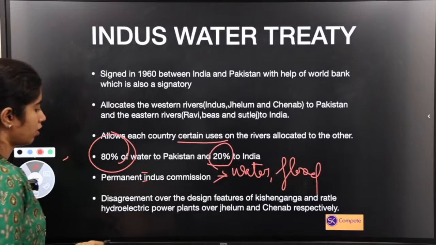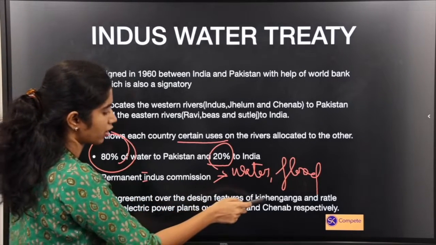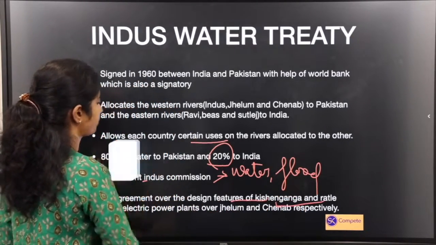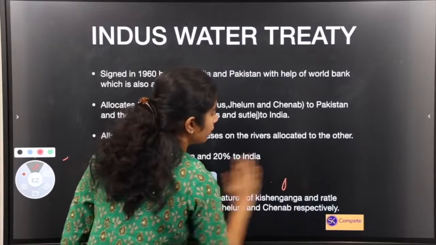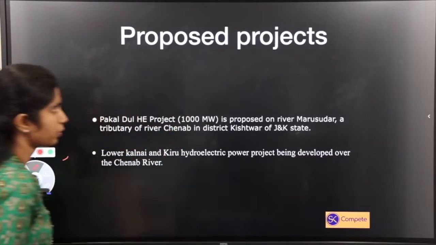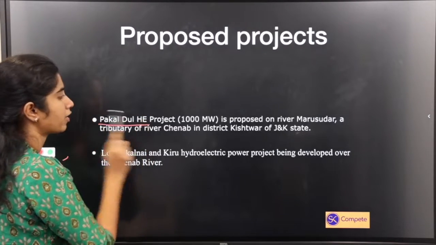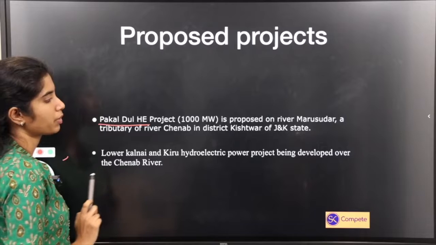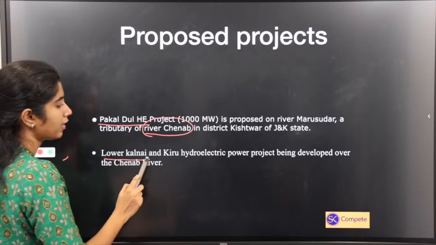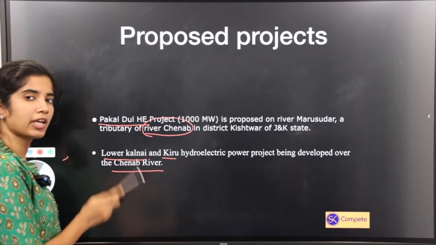So even disagreement over the design features of Kishanganga and Ratle. Kishanganga is over Jhelum, Ratle is over Chenab, that was discussed. So there are frequent meetings in this Permanent Indus Commission to resolve the disputes, and these are the latest proposed projects. Pakal Dul hydroelectric project, 1000 megawatts is proposed on tributary of river Chenab, and Rowa, Kalnai and Kiru are also proposed on the river Chenab, which is allocated to Pakistan.